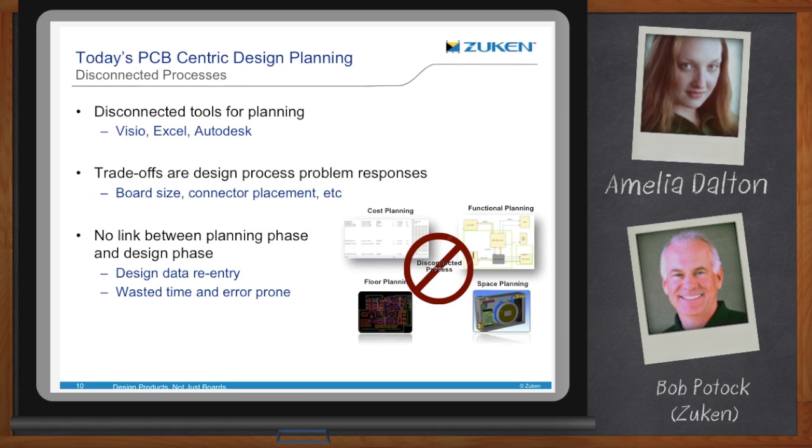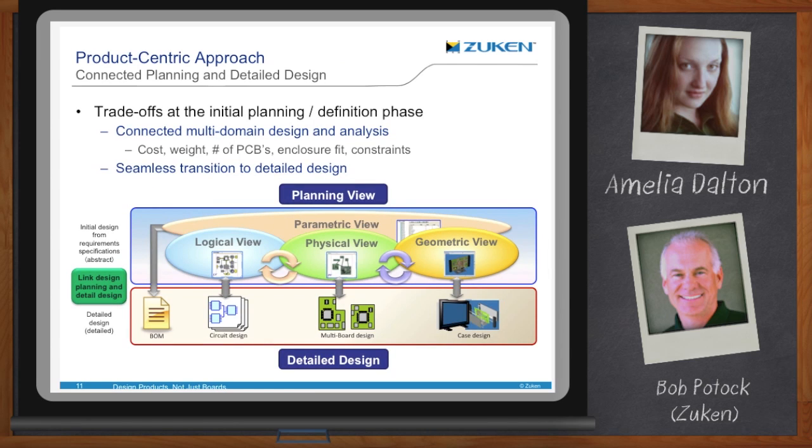So, Bob, you told us we need to move from PCB centric design to product centric design. How are we going to go about doing that? Well, let's start talking more about product-centric design and what that really means. First and foremost, when we get into the product-centric design process, it's a connected process. So when we look at this diagram below, we start with a planning view. And that's in contrast to a detailed design view. Everybody's familiar with detailed design with schematics and PCB layout, but we want to talk about the planning side of it right now.